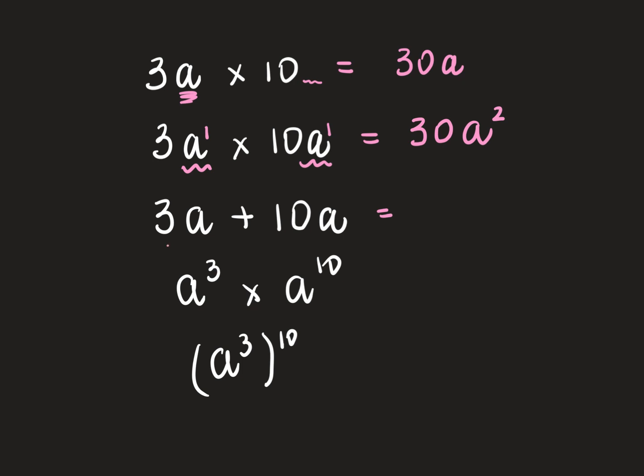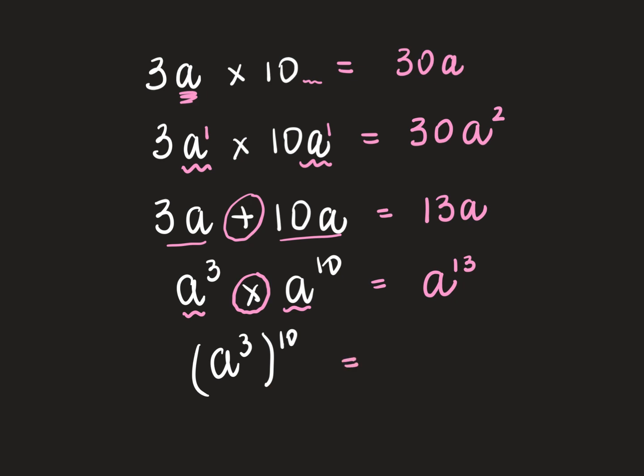Next one, 3a plus 10a. 3 of them plus 10 of them will give me 13 of them, 13a. Next one, oh, bases are the same. I'm multiplying the terms, so what do I do? I add the indices. That's a to the power of 13. Next one here, raising a power to a power, I multiply the indices. a to the power of 30.